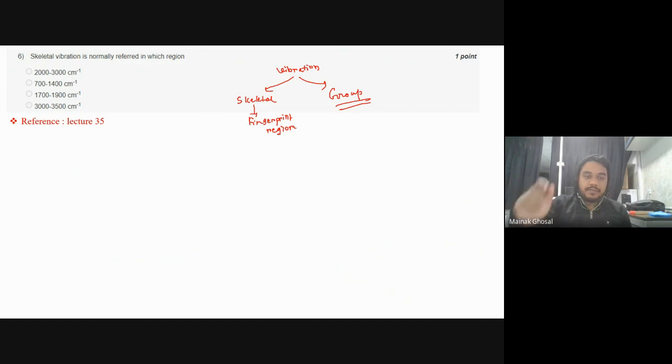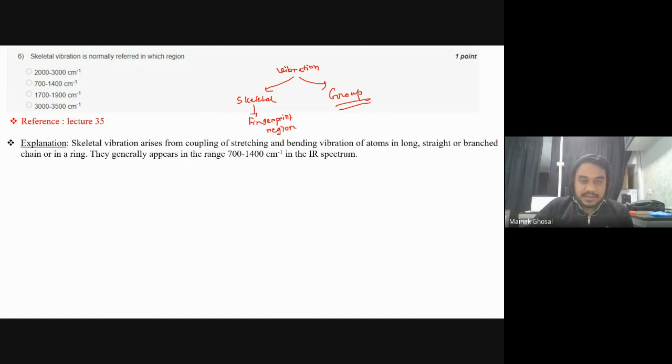Okay, so we'll find this answer in lecture number 35, that skeletal vibration arises from coupling of stretching and bending vibrations of atoms in a long straight chain or in a ring. They generally appear in the range 700 to 1400 centimeter inverse in the IR spectrum. So this is a straightforward question. You know this answer. The answer is 700 to 1400 centimeter inverse.